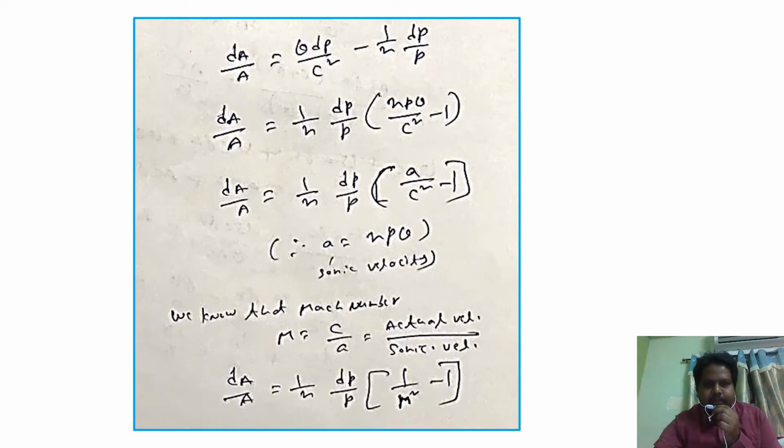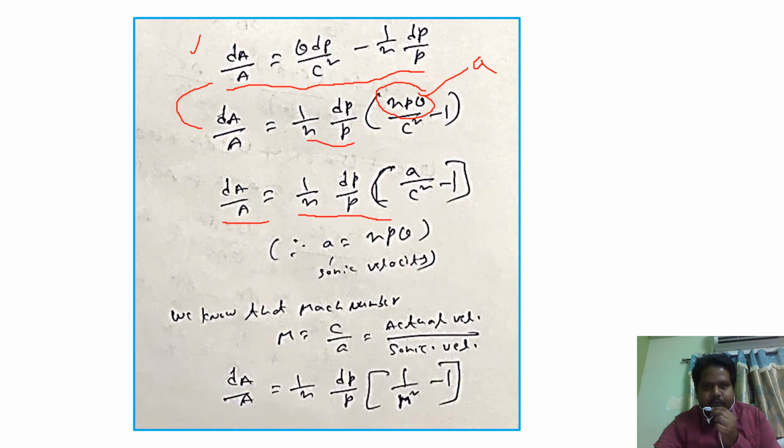Now continuation from the previous slide, that is dA by A equals to V dP by C square minus 1 by n dP by P. This we can write as dA by A equals to, if you take 1 by n dP by P common in the bracket, nPV by C square minus 1. Here nPV is a square, that is sonic velocity. So dA by A equals to 1 by n dP by P into a square by C square minus 1.